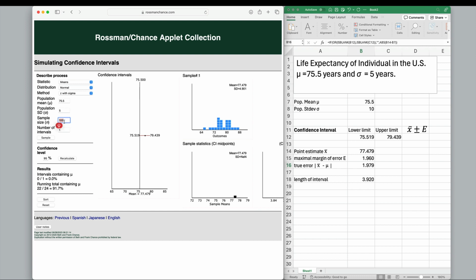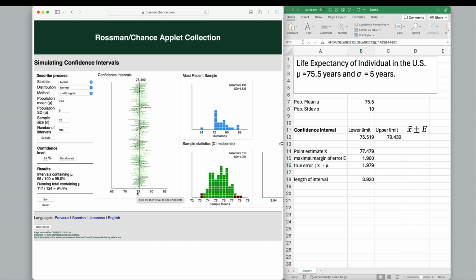Oops, sorry, I changed the sample. That should be the sample size; we'll keep that the same. What I want to do is generate 100 samples of 25, and for each one of these samples, we're going to simulate calculating a confidence interval. All right, so let's go ahead and sample, and what you're going to see here is now 100 intervals, and this is the last sample that was generated. But what you see down here in the sample statistics is what we call the sampling distribution of means, or more specifically, the sampling distribution of sample means.